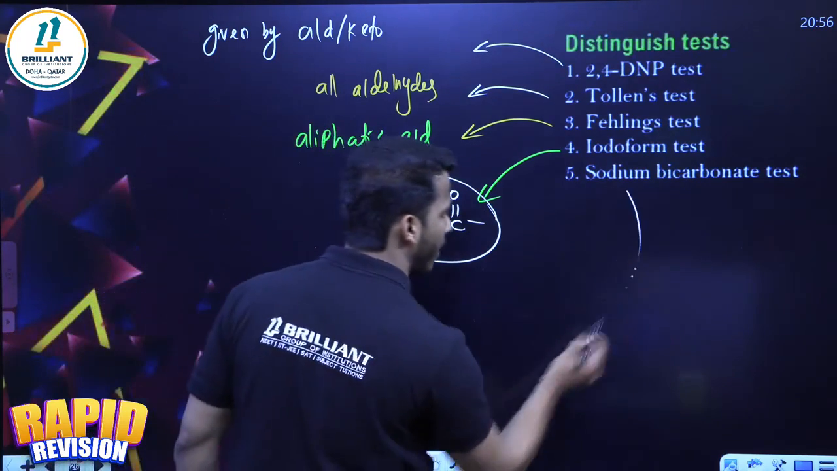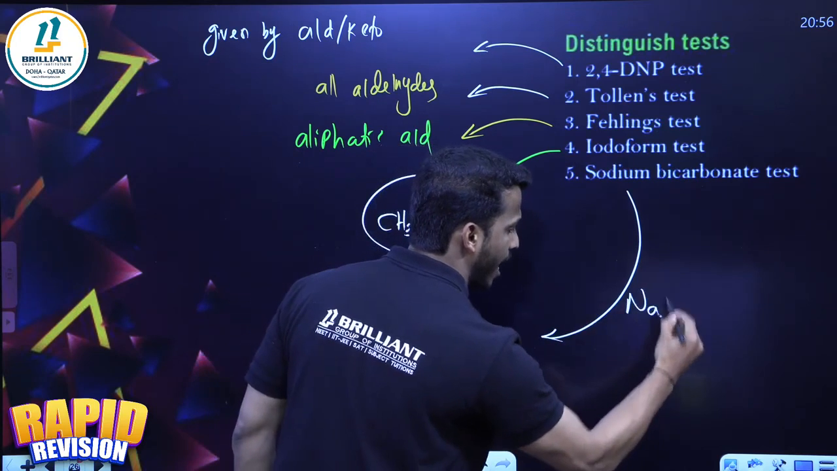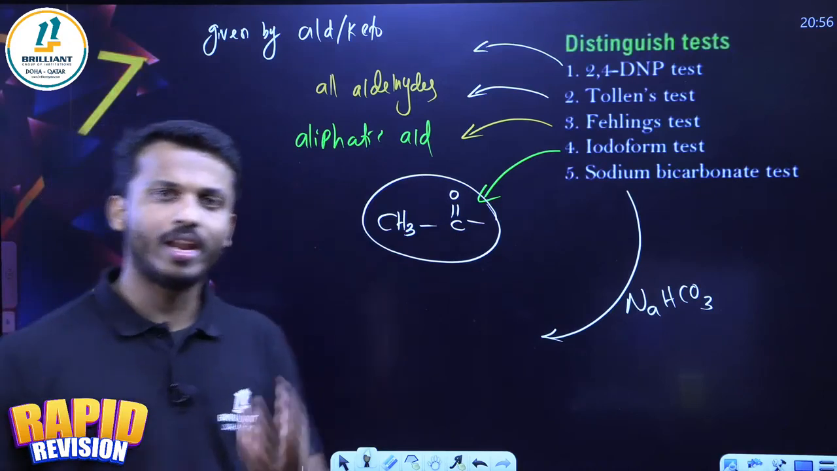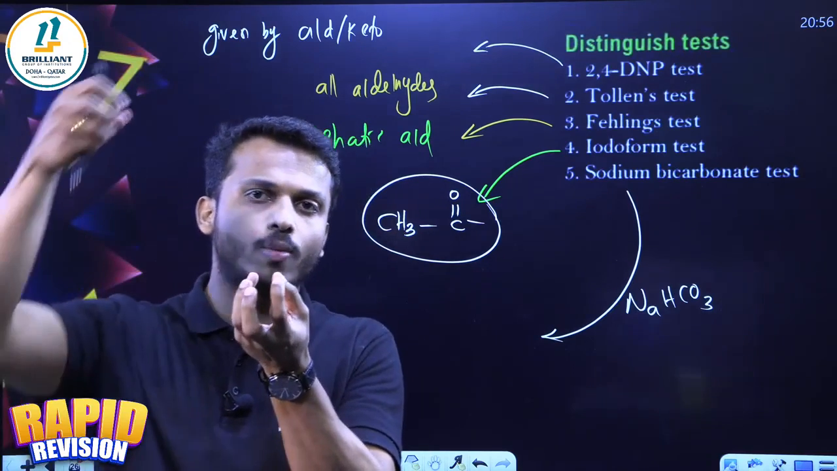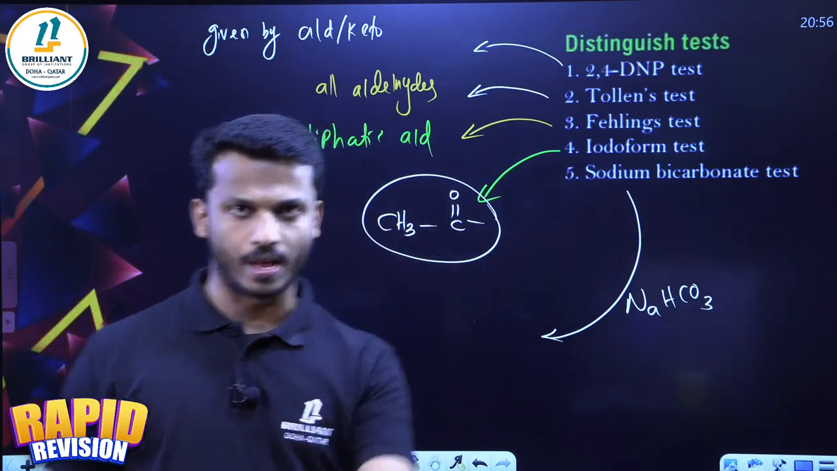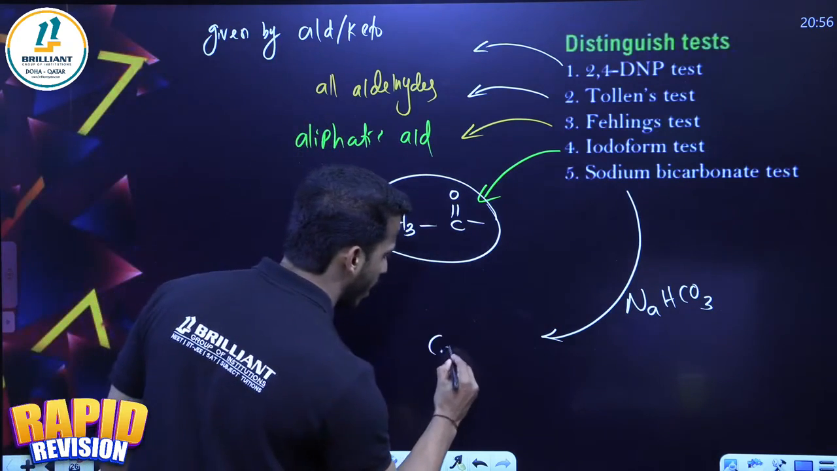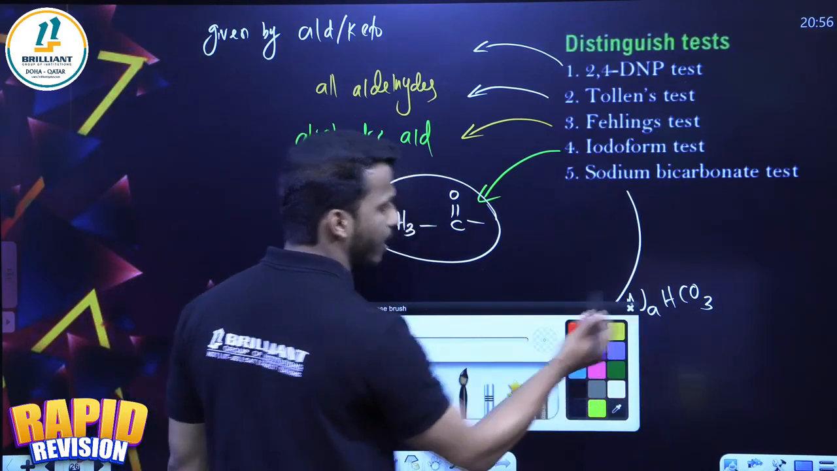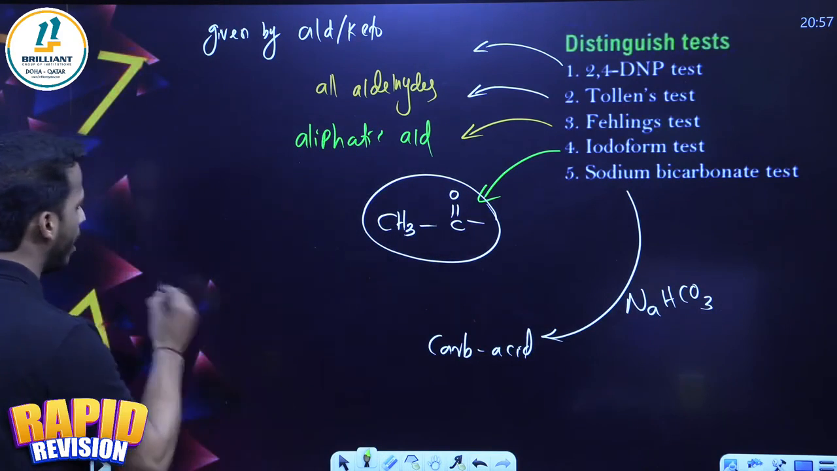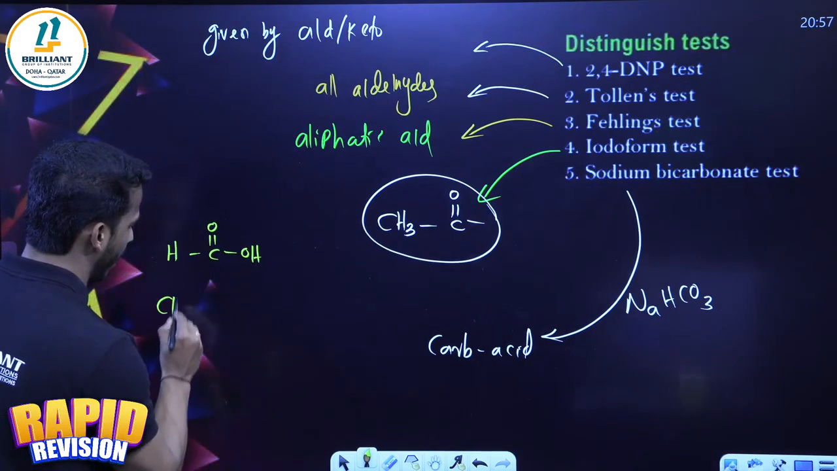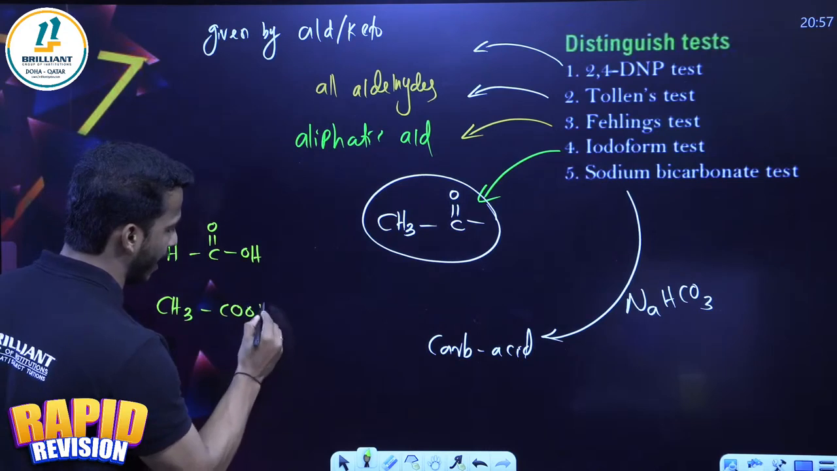And what about sodium bicarbonate test? What is sodium bicarbonate? NaHCO3. When a carboxylic acid is treated with sodium bicarbonate, you will get brisk effervescence of which one? Carbon dioxide. So this test is given by all carboxylic acids. Among that, one exception case, dear all: how will you distinguish between methanoic acid and ethanoic acid?